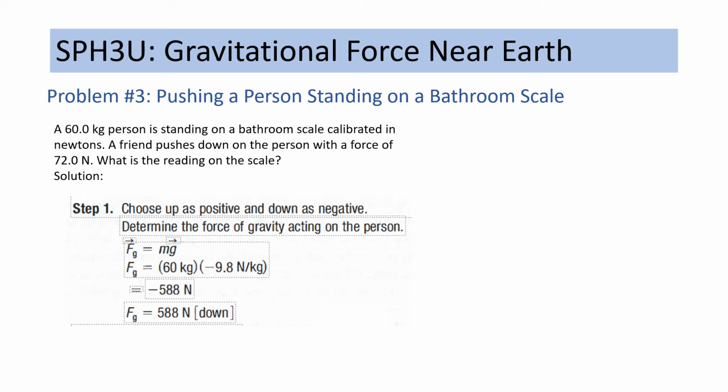Up positive, down negative, except if we're talking about the force of gravity. So force of gravity is mg, so 60 times negative 9.8 newtons per kilogram, which is negative 588 newtons, which is 588 newtons down.